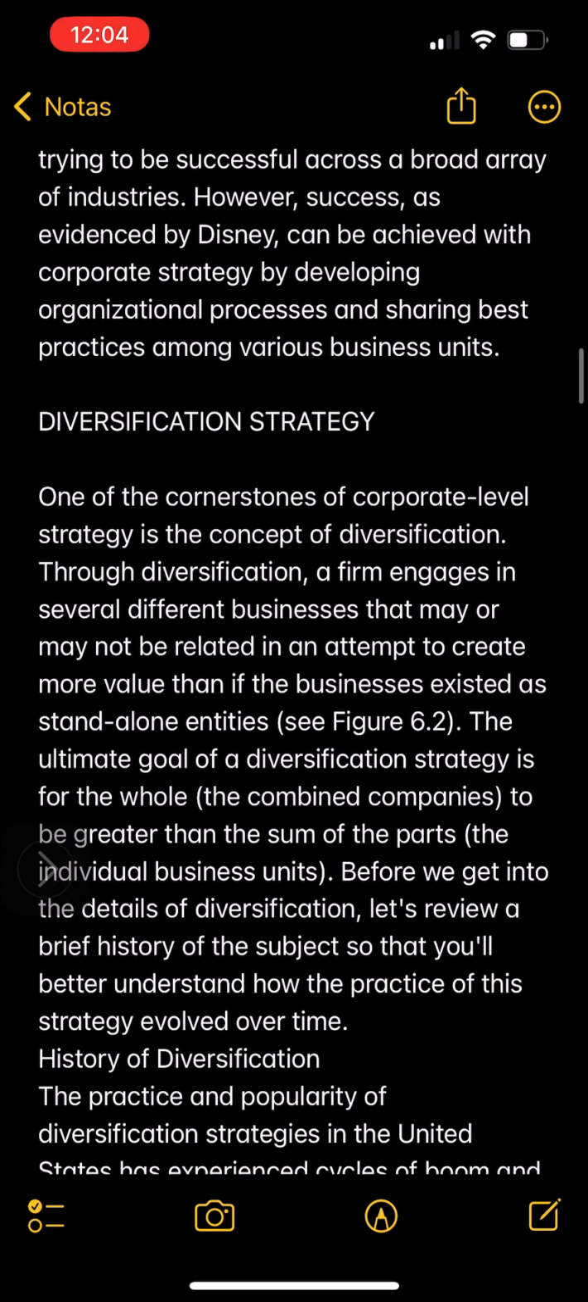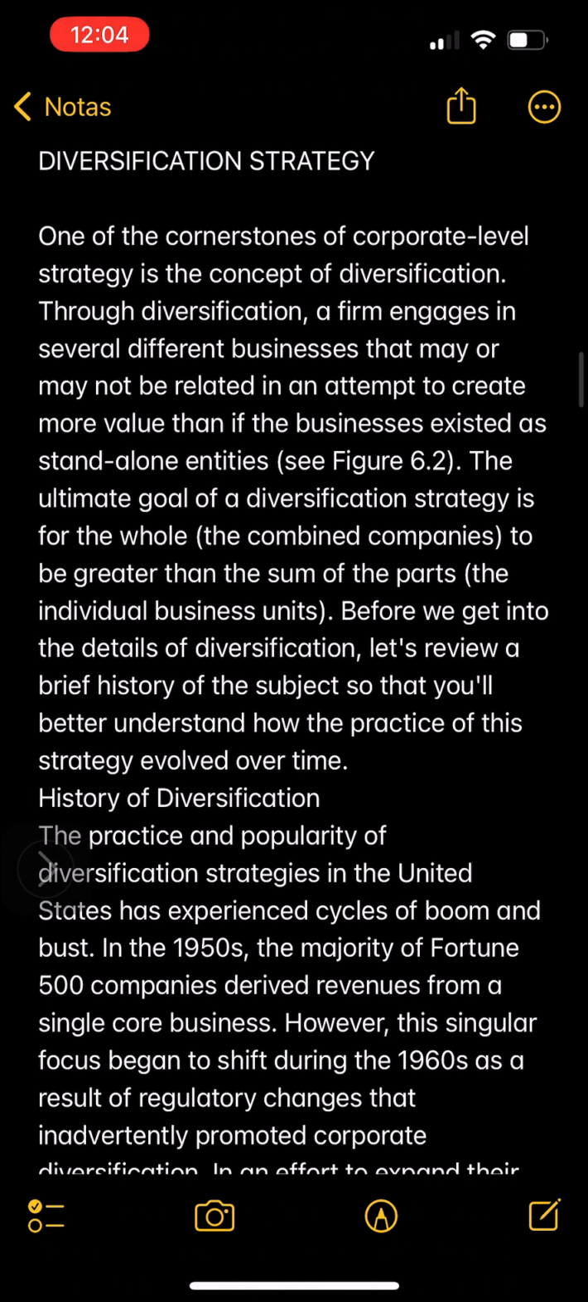Diversification strategy. One of the cornerstones of corporate level strategy is the concept of diversification. Through diversification, a firm engages in several different businesses that may or may not be related in an attempt to create more value than if the businesses existed as standalone entities. See Figure 6.2. The ultimate goal of a diversification strategy is for the whole, the combined companies, to be greater than the sum of the parts, the individual business units. Before we get into the details of diversification, let's review a brief history of the subject so that you'll better understand how the practice of this strategy evolved over time.